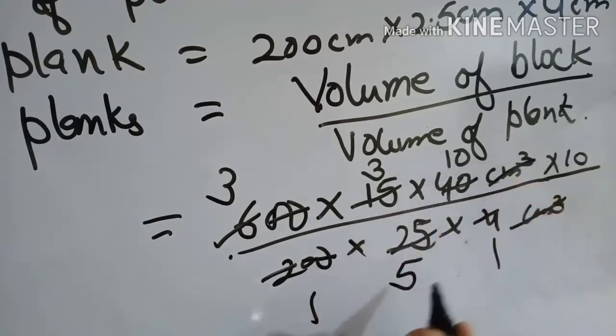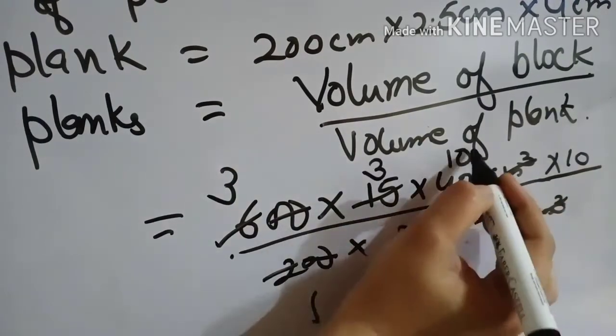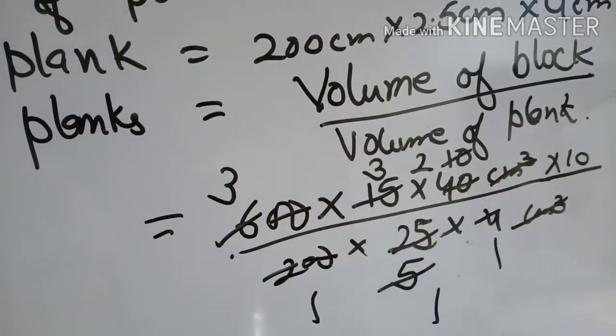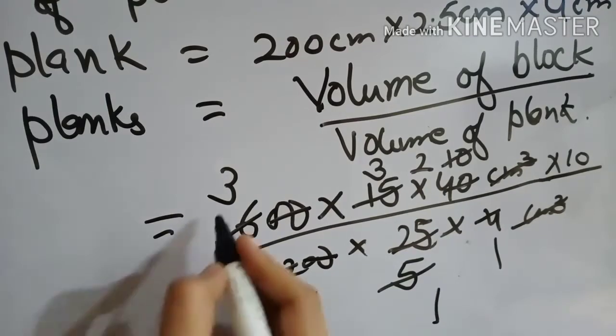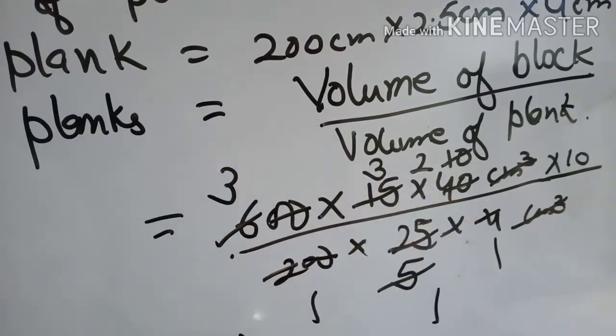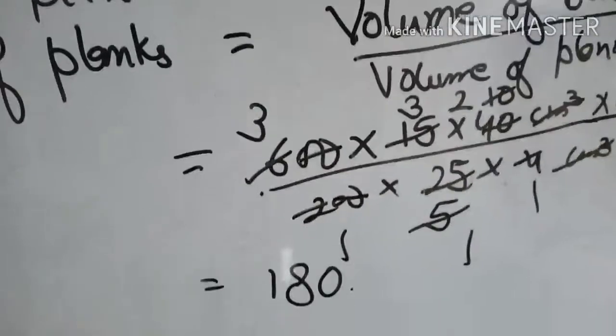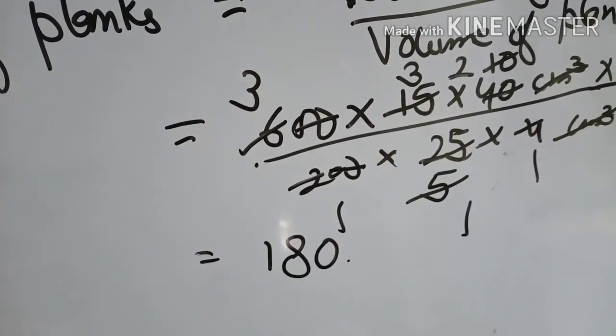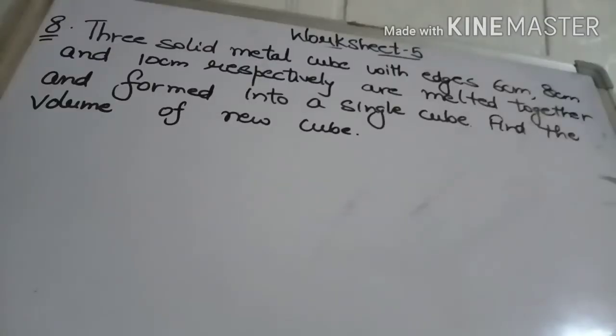Centimeter cube and centimeter cube cancel. 5 ones are 5, 5 twos are 10. Now 3 threes are 9, 9 twos are 18, and 18 tens are 180. So how many planks can we cut from this wooden block? That is 180. Let us solve sum number 8.